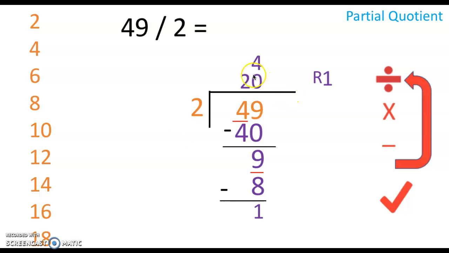We get our answer by looking at our place values. I see there is a 2 in the tens place and a 4 in the ones place. That would give me 24 with a remainder of 1.